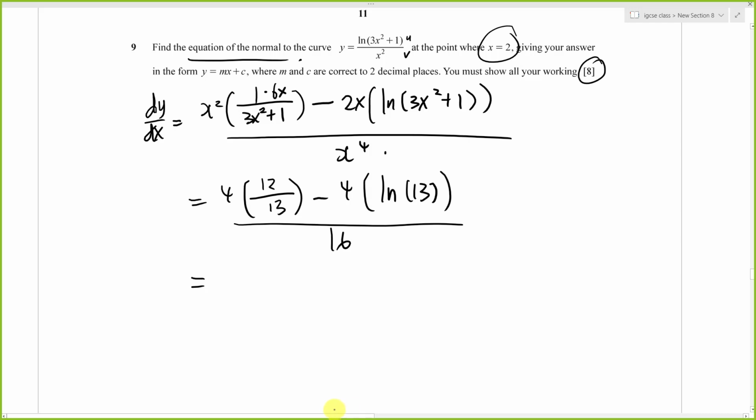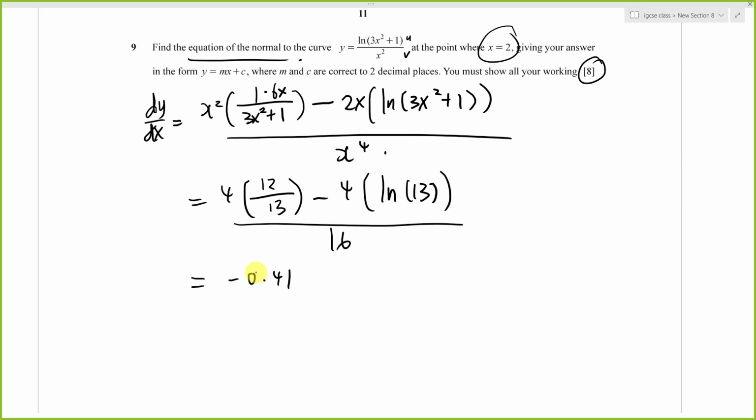Minus 4 times ln 13 over 16. Yeah, it's negative 0.41 is your gradient. You should know after you sub in, this one is the gradient of tangent. Alright, but I want a gradient of normal.